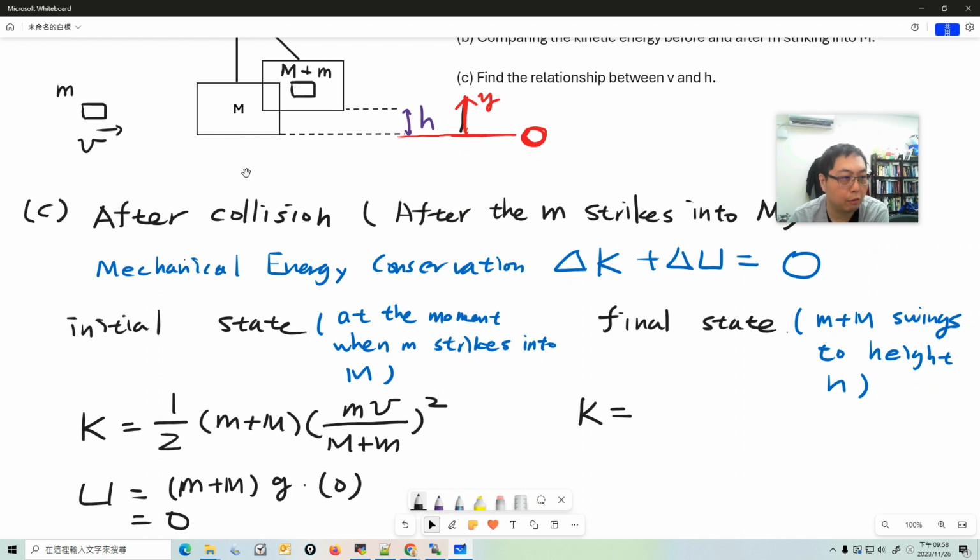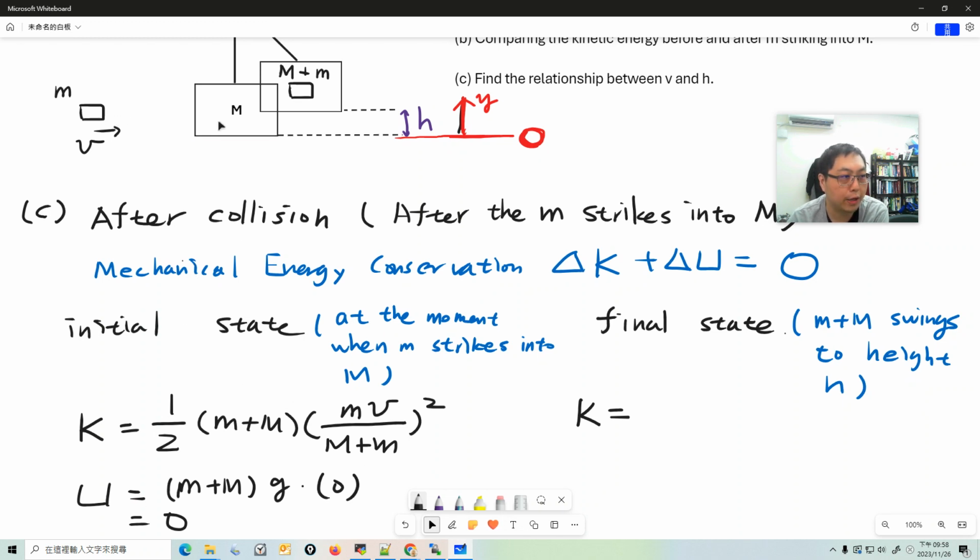Like I said, when the bullet strikes into the capital M, the whole system slowly swings up to the height h, and at this moment, at the height h, it will stop there. You will have a very, very instant moment at the height edge where the whole system stopped right here. At that moment, it will lose its velocity. So no velocity means no kinetic energy.